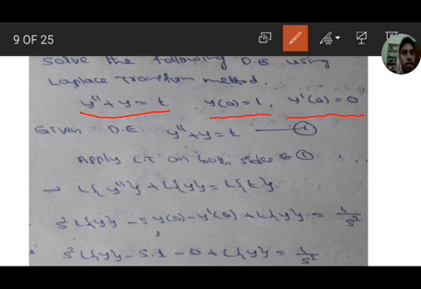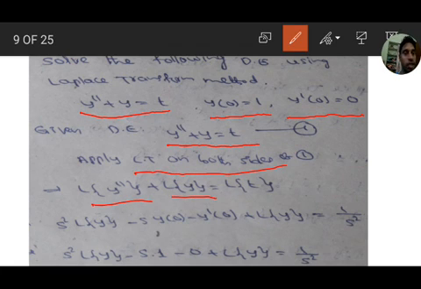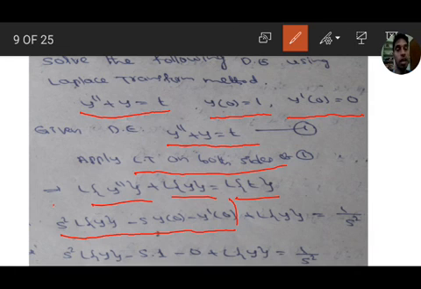Given the differential equation y double dash plus y equal to t, apply the Laplace transform on both sides of the equation. We get L of y double dash plus L of y equal to L of t. L of y double dash means s square L of y minus s into y of 0 minus y dash of 0. That is the formula for L of y double dash. Next, L of y as it is, and L of t is 1 by s square.